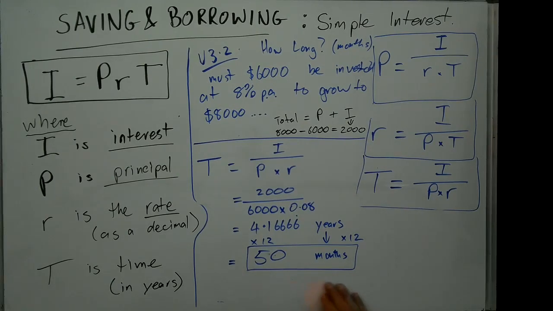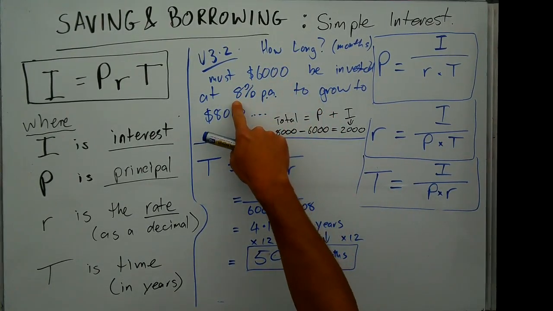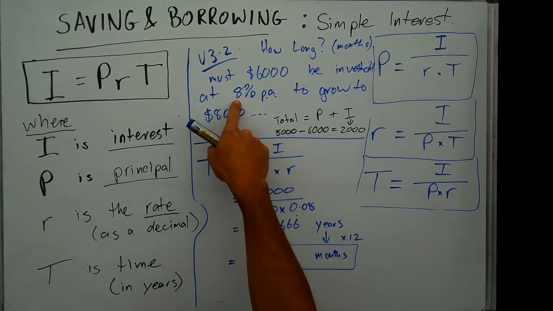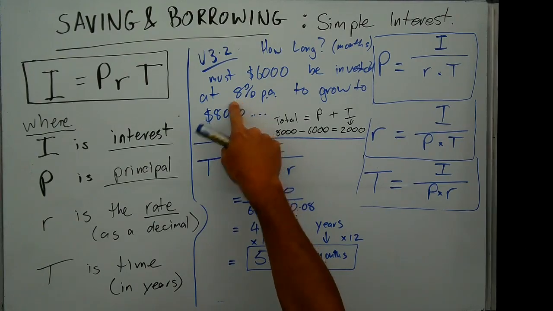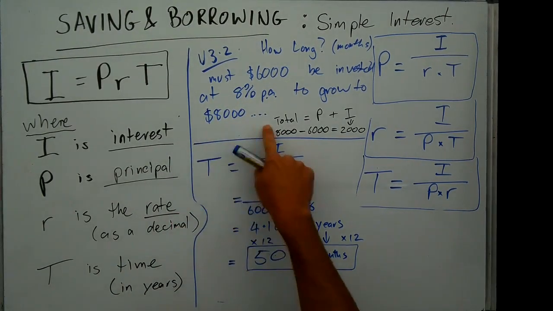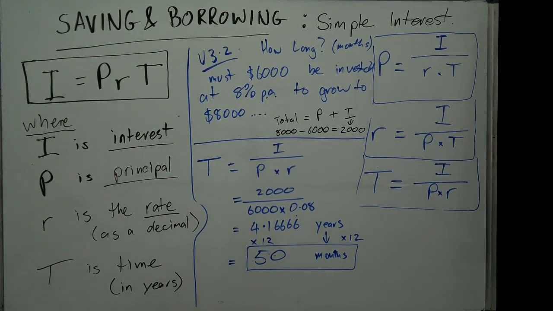Okay, so essentially that means if you invest $6,000 at 8% per year, and you're just going to leave it there until the total reaches 8,000, you'd have to leave it for 50 months, which is a bit more than 4 years.